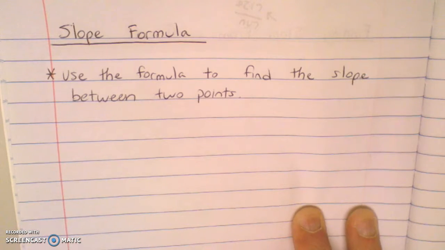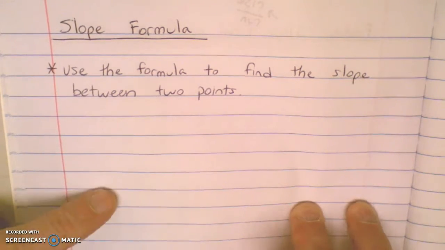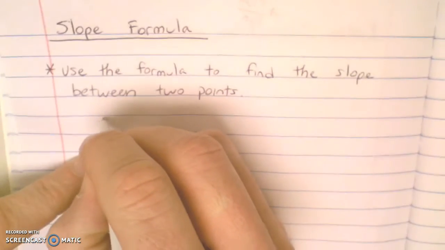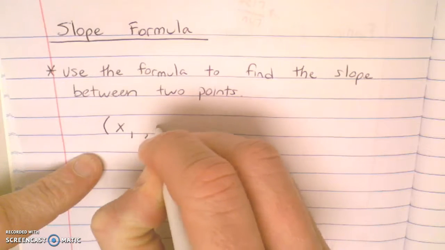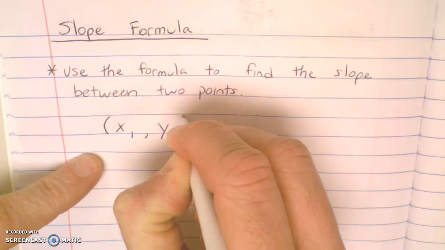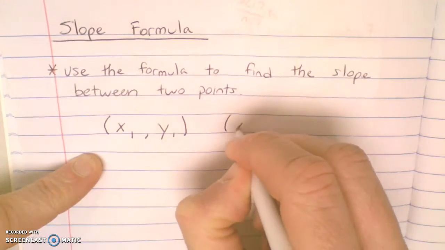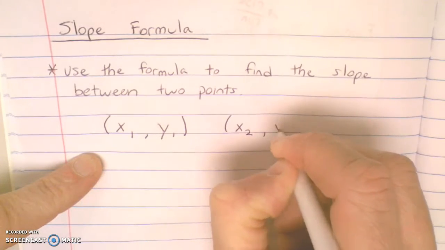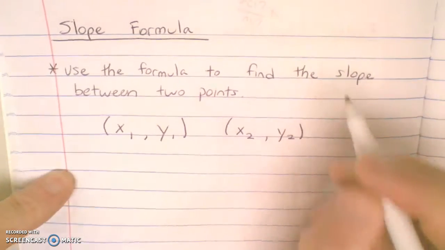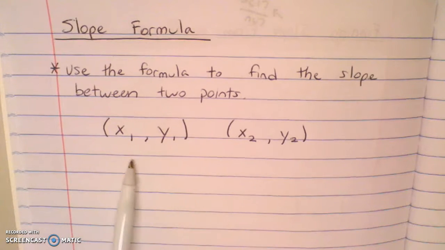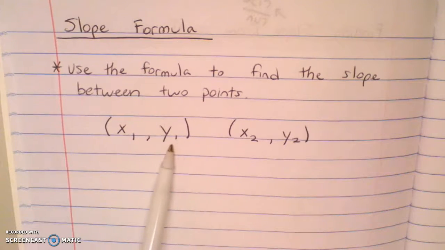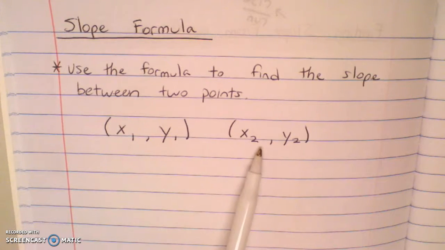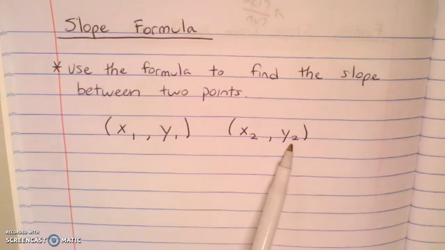So remember, points are always listed as x comma y. So when we're talking about 2 points, we write them a little differently. And we list them as x1, y1, and x2, comma, y2. So that little number is called a subscript, and that's just telling you that this is the first coordinate, x1, y1. That's the very first coordinate you're looking at. The second coordinate on the graph is x2, y2.